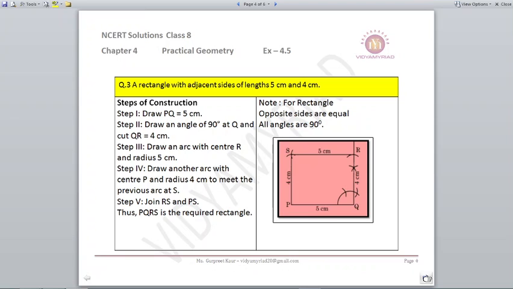That will become RQ. After that, using your compass, taking R as your center and radius 5 centimeters, cut an arc, and taking P as your center and 4 centimeters on your compass, cut an arc and mark it as S. They should meet each other at S. Join SR and SP. So you will get the required rectangle PQRS.